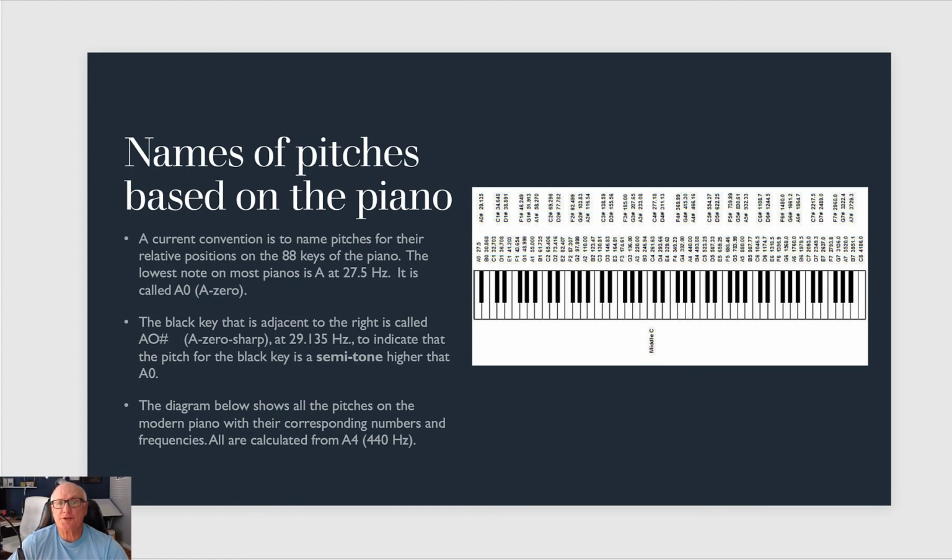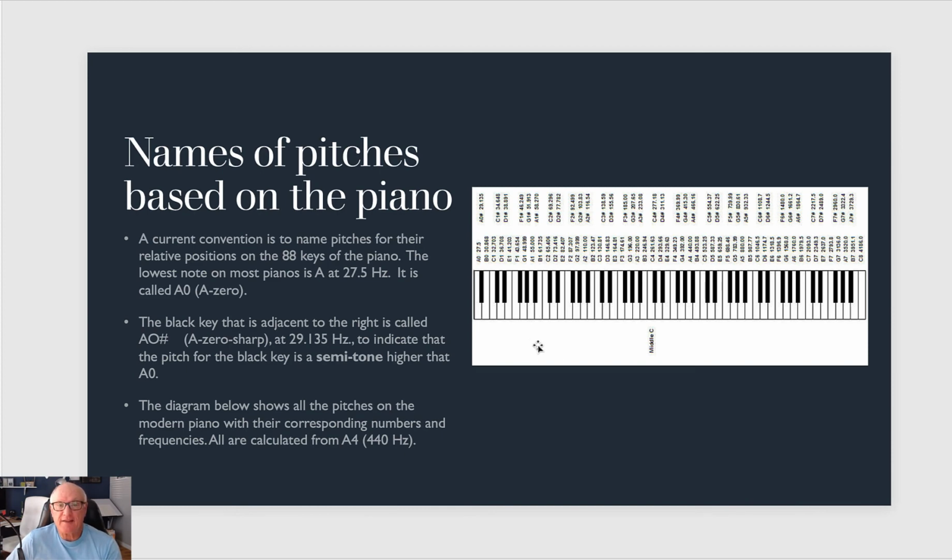So the names of the pitches are based on the piano. The current convention is to name pitches for their relative positions on the 88 keys, as you can see on this drawing. The lowest note on most pianos is A at 27.5 hertz. That means vibrations per second, 27.5 vibrations, and it's called A0.